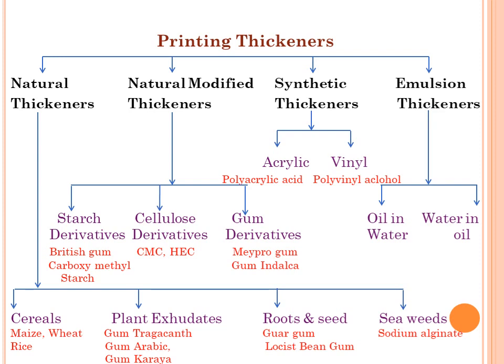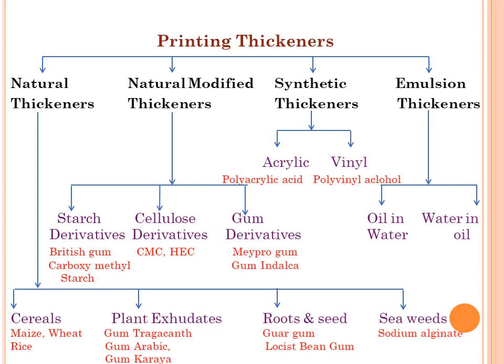Next, natural thickener which is obtained from roots and seeds. From the roots we can have some kind of thickeners, and from seeds also we can get some kind of thickeners. Guar gum is the best example, which is obtained from seeds. From the seeds of the guar vegetable we get guar gum. Then locust bean gum is there, also obtained from beans. One more thickener is tamarind kernel powder, obtained from seeds of tamarind. That also is used as thickener for printing, especially in case of disperse printing.